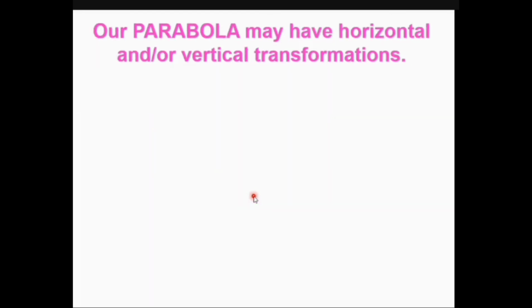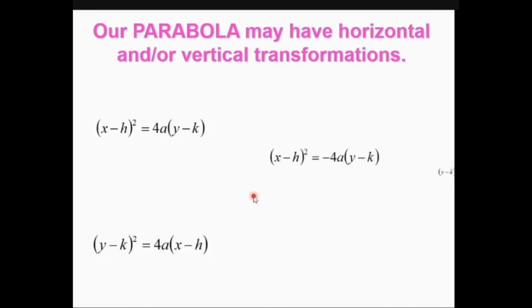Okay, our parabola may have horizontal and or vertical transformations. Meaning, kapag yung vertex ng parabola is no longer at the point of origin. Meaning, meron na siyang horizontal shift yung x at meron na ring vertical shift yung y. So in this case, yung coordinates ng vertex of the parabola is no longer at the point of origin. So ang magiging equation niya ay ganito. Okay, and this will be our next topic in our next video.